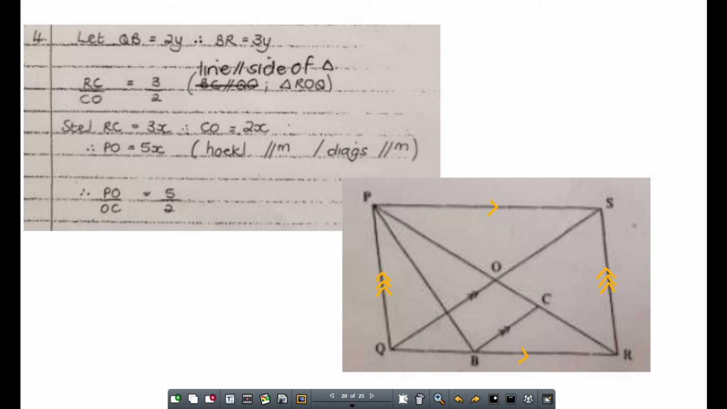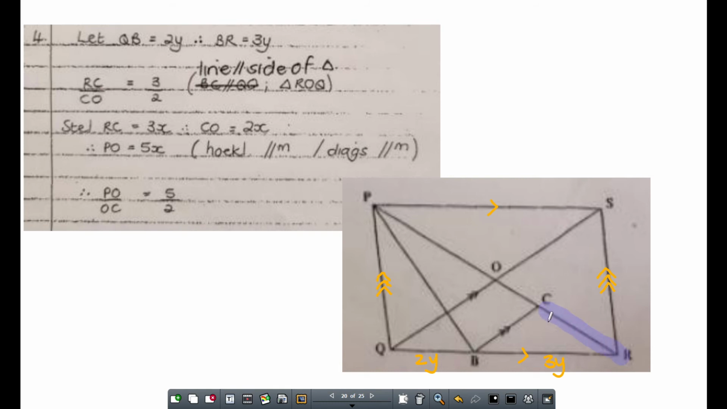Good. Now let's look quickly. They're saying let QB equal 2y. Okay, so QB, let's make that 2y. So therefore BR will be 3y. Okay, that was given to me. Now RC over PO.